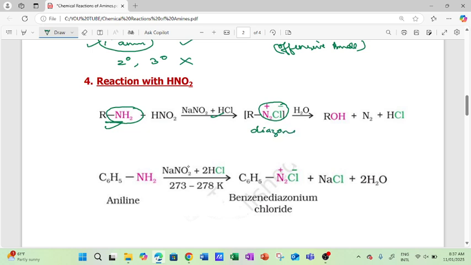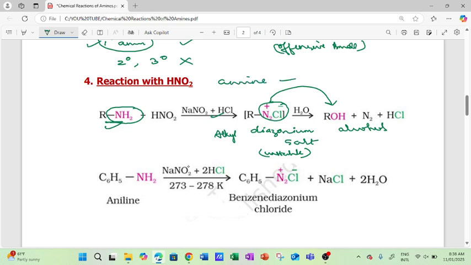This also comes under the distinction test only. So you may watch the detailed video, which is alkyl diazonium salt. We studied that alkyl diazonium salt is highly unstable, so whenever it gets produced, it immediately changes into alcohol. So this is how you have to study: the HNO2 reaction is a conversion of an amine to alcohol.